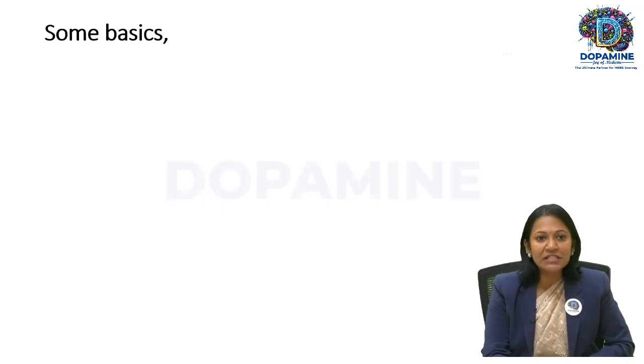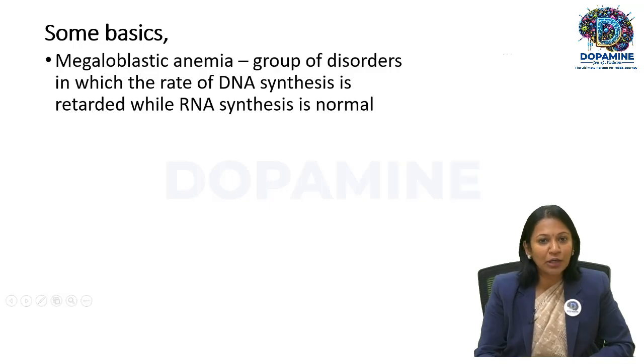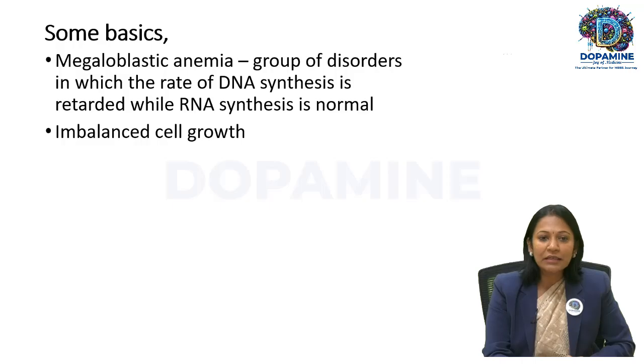First we'll start with some basics. What is megaloblastic anemia? It is a group of disorders in which the rate of DNA synthesis is retarded, whereas the RNA synthesis is normal. For DNA synthesis, you need vitamin B12 and folate. When they are deficient, the rate of DNA synthesis is impaired, whereas the RNA synthesis is totally normal. So there is an imbalanced cell growth, because the DNA maturation is delayed, whereas the RNA is maturing at its own pace in a normal way.